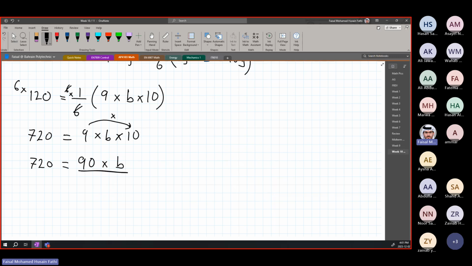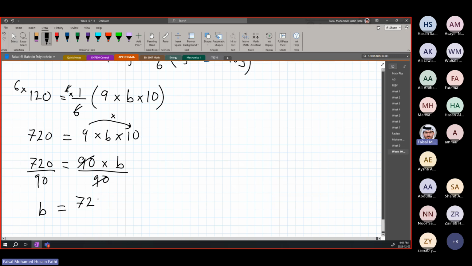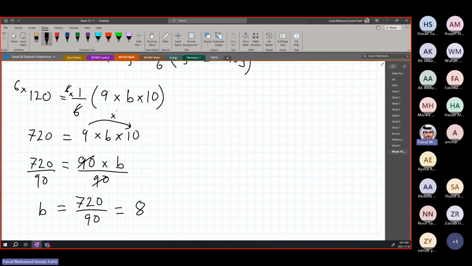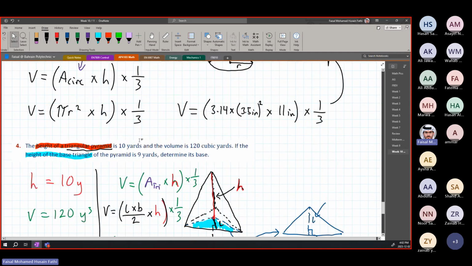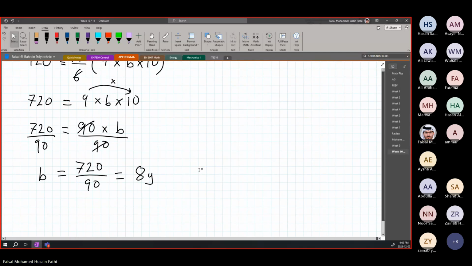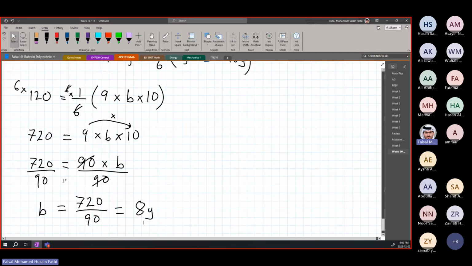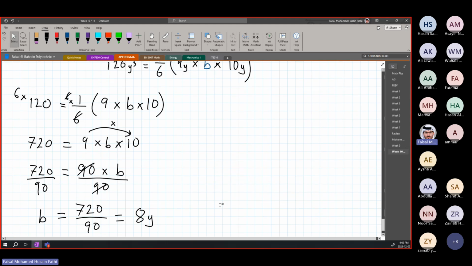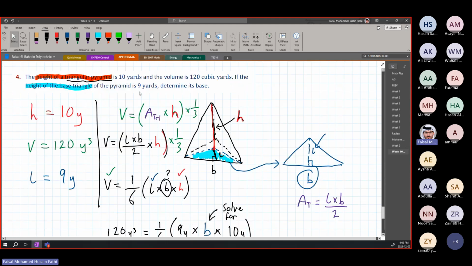We divide both sides by 90. The 90s cancel, and B is equal to 720 over 90, which is equal to 8. 8 what? 8 yards, because this is a distance and the units given are in yards. Now that we found the base, that's the final answer, and this is what the question wanted.